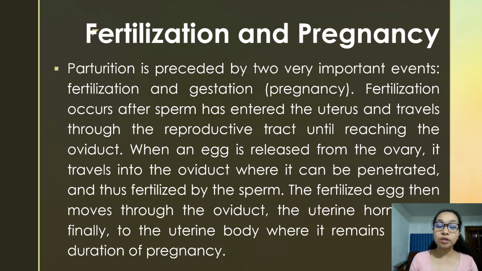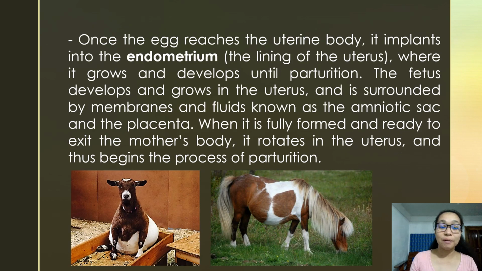Fertilization occurs after sperm has entered the uterus and travels through the reproductive tract until reaching the oviduct. When the egg is released from the ovary, it travels into the oviduct where it can be penetrated and thus fertilized by the sperm. The fertilized egg then moves through the oviduct, the uterine horns, and finally to the uterine body where it remains for the duration of pregnancy.